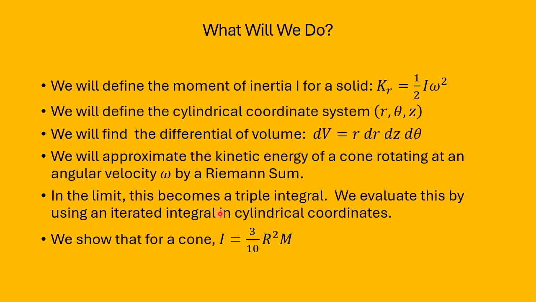and by evaluating that integral and using the relationship between the kinetic energy of that rotating cone and this equation up here for the moment of inertia, we will eventually show that the moment of inertia is equal to 3/10 r squared times m for a cone. This turns out to be a formula that can be used for any cone of uniform mass density. It doesn't depend specifically on the mass density. That is kind of hidden in the mass here and the radius of the cone right here.